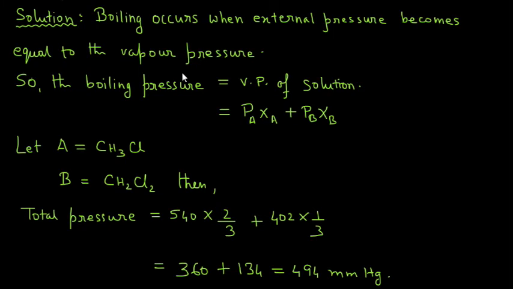Now here, boiling occurs when external pressure becomes equal to vapor pressure. So the boiling pressure is equal to the vapor pressure of the solution, which is equal to PA XA plus PB XB. Just now we have done this in the theory. Now let A be CH3Cl and B be CH2Cl2. Now total pressure is equal to 540 multiplied by 2/3 plus 402 multiplied by 1/3. Upon solving, we get 360 plus 134, that is 494 mmHg.